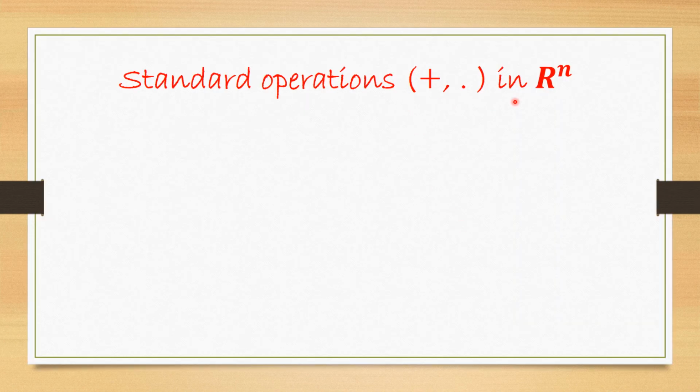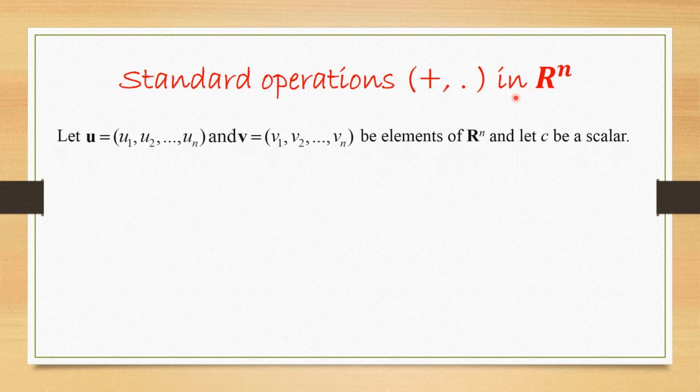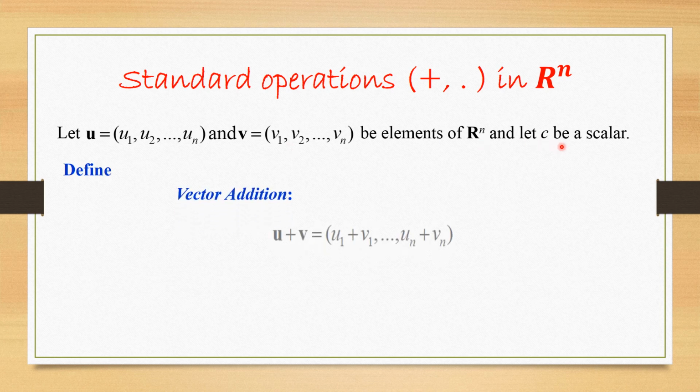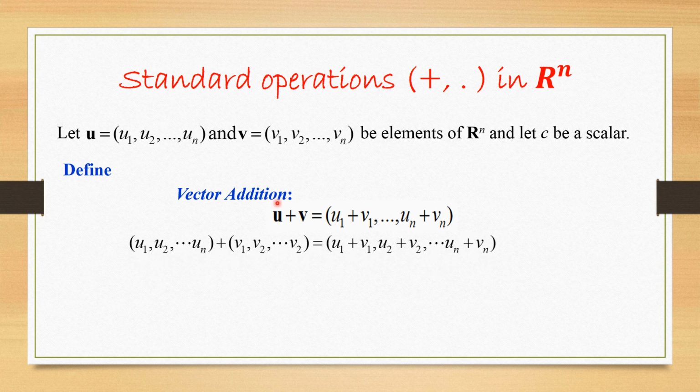Standard operation in Rn space. Let u vector and v vector be elements of Rn and let C be a scalar. Then vector addition is defined as u vector plus v vector. Component wise we have to add. So u1 plus v1, comma u2 plus v2, etc., un plus vn. That means the left hand side is the sequence of numbers u1, u2, etc., un, and v vector v1, v2, etc., vn. We have to add component wise.